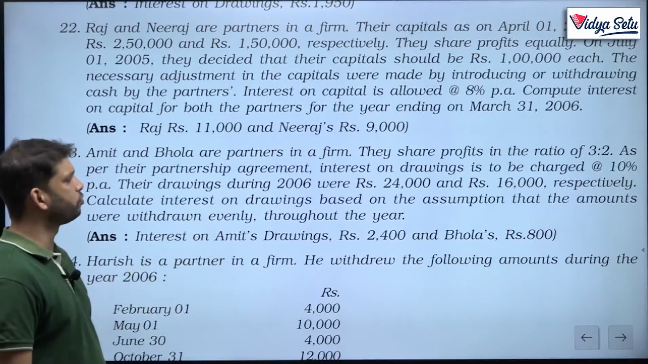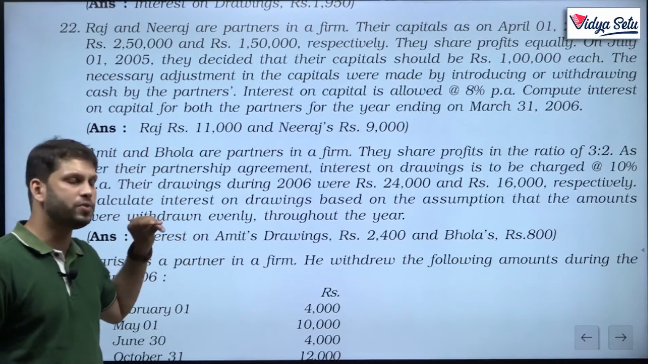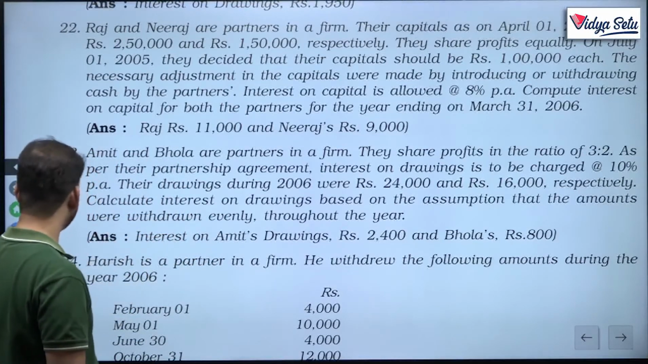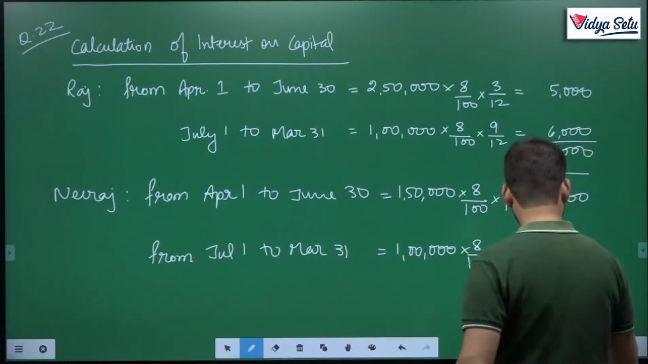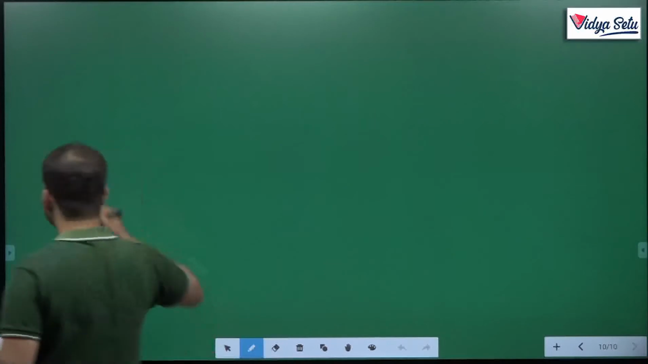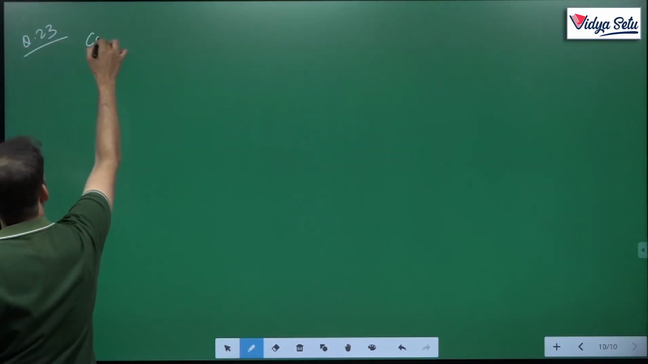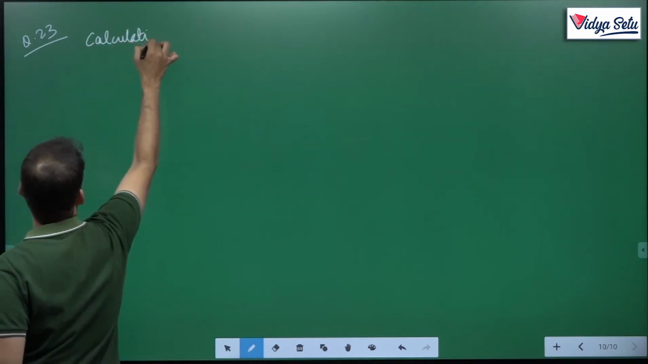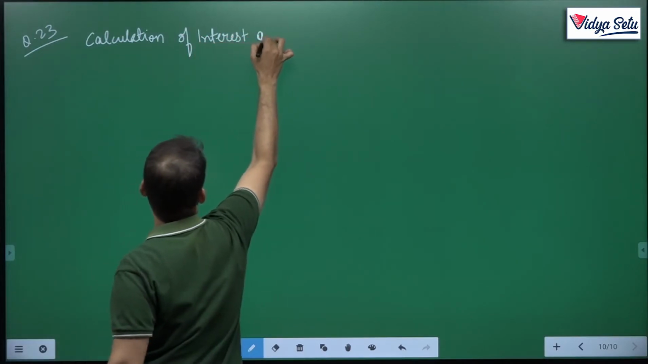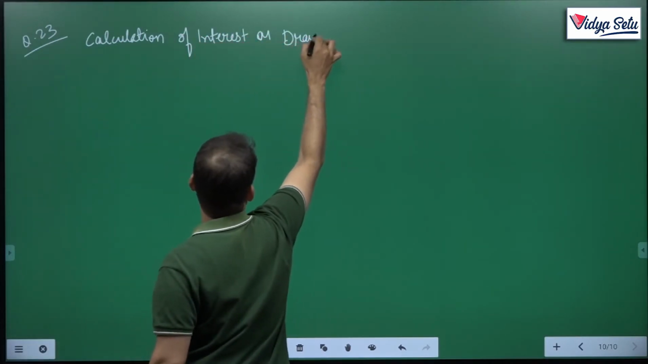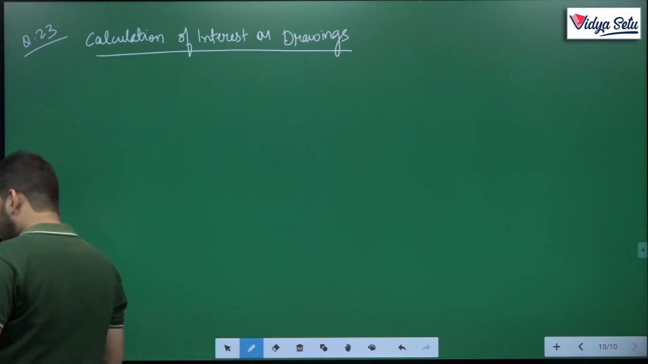So, amounts were withdrawn evenly. Had it been uneven, then we would have been in problems. So, let us see, it is again a simple one. Calculation of interest on drawings. Now, there are two partners, Amit and Bhola.